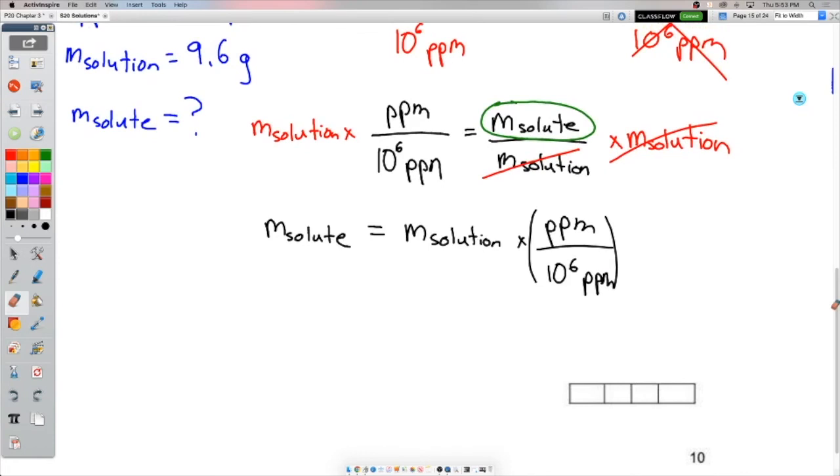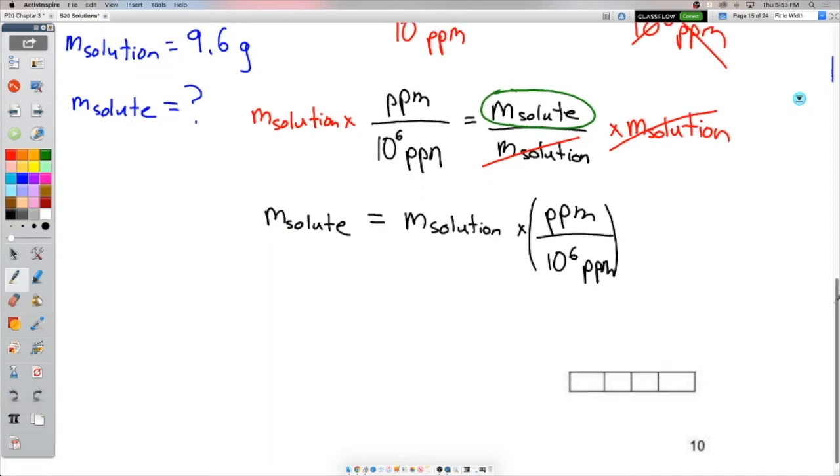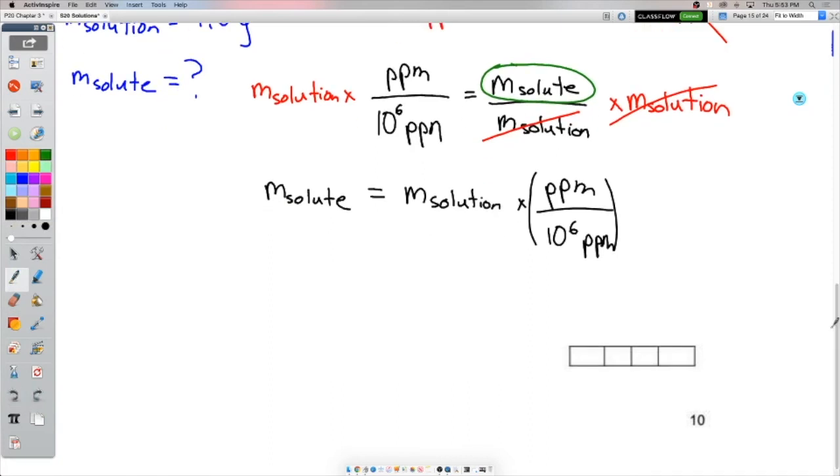Okay, so all I did there was just flip them around, right? Write down what I got, and lo and behold, hey, look at that. What I wanted is all alone on one side of the equation. That means I'm ready to plug in and get to actually calculating, pressing the buttons on the calculator.